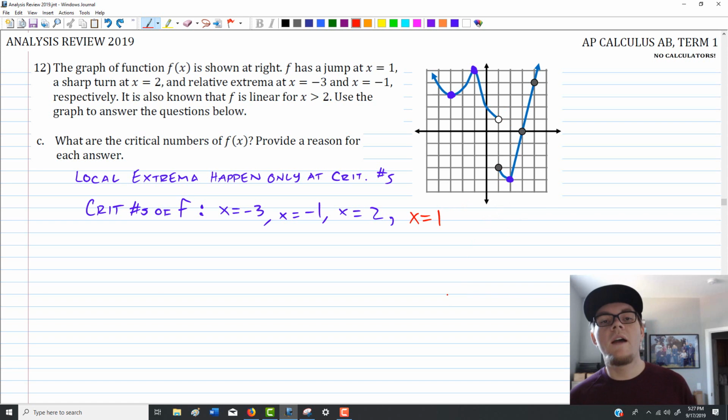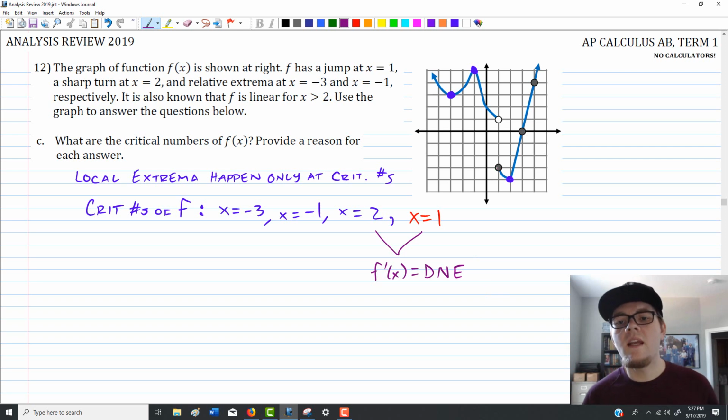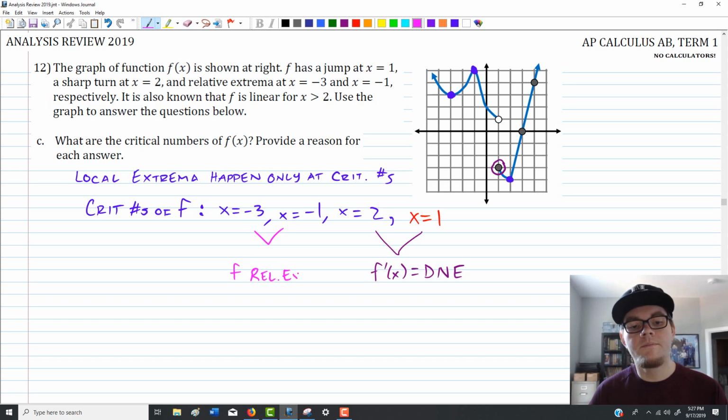The reason x equals 1 qualifies is that the derivative does not exist at that point. So down here, f prime of x does not exist. In this case, it might feel weird. You might want to say it's not fair, you can't call x equals 1 a critical number because 1 isn't in the domain of f. But actually, 1 is in the domain of f. Look at that. At x equals 1, y equals -3. That means the function is defined there. There is a value, so 1 is in the domain of the function, so it qualifies as a critical number as well. So from there, putting out our reason, f has relative extrema.